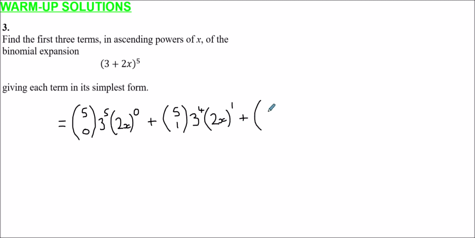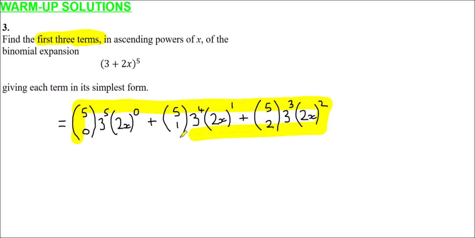And finally, we'll have 5 choose 2, 3 to the power 3, (2x) squared. Now I say finally in terms of finally for our required answer, because we just want the first 3 terms, which will be given by simplifying this here. Now the actual expansion would carry on all the way down to the x to the 5 term. But these are the first 3 terms, which is all we need to do. So there's no point in carrying on if we're not given any more credit for doing so.